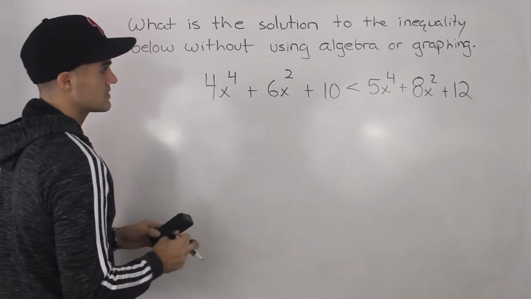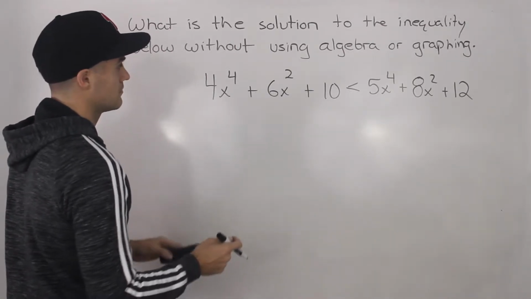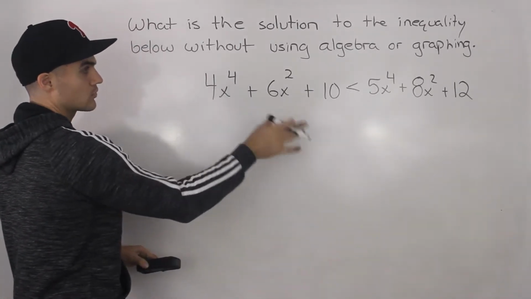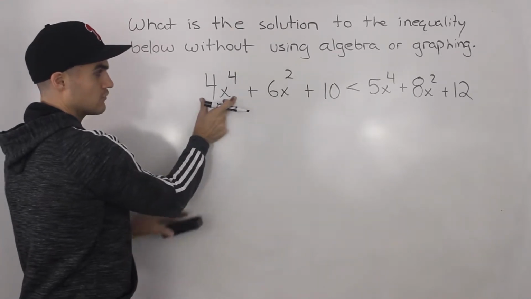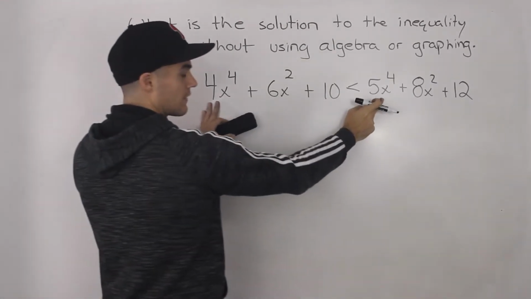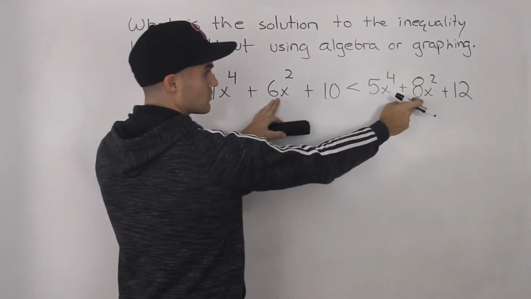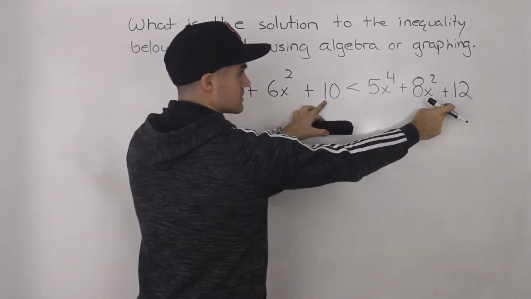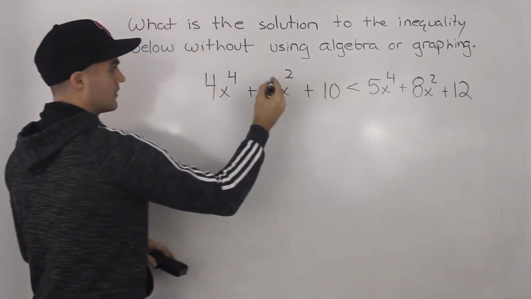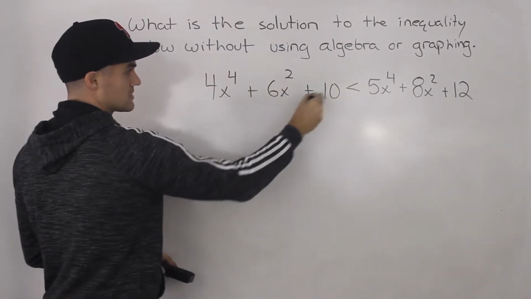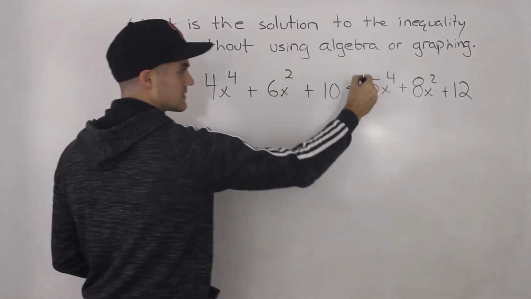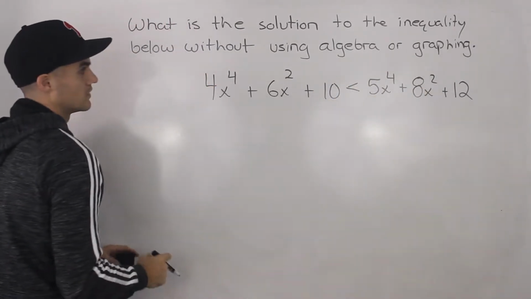And if you notice, there's a bunch of things we can compare here, because notice how the degrees line up. This is a degree of 4, the first term. And then the first term on this side has a degree of 4. This has a degree of 2, this has a degree of 2, this is a constant, this is a constant. And we have to find the solution for when this expression is less than this expression.